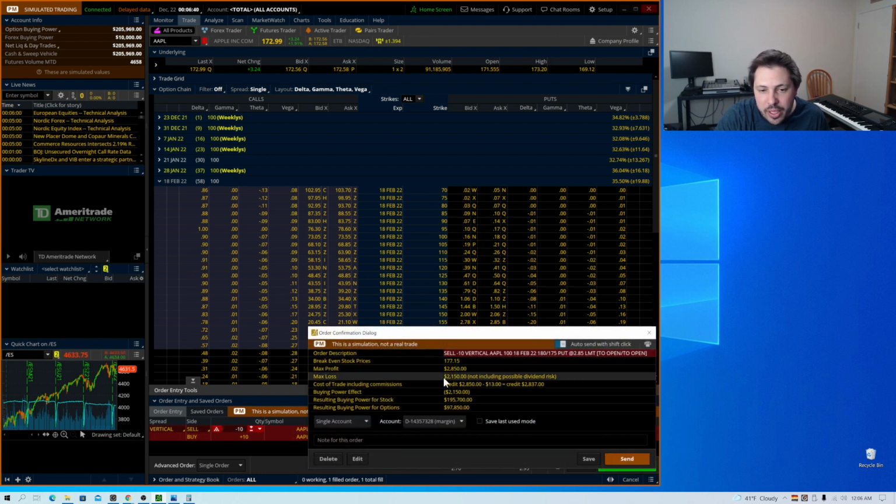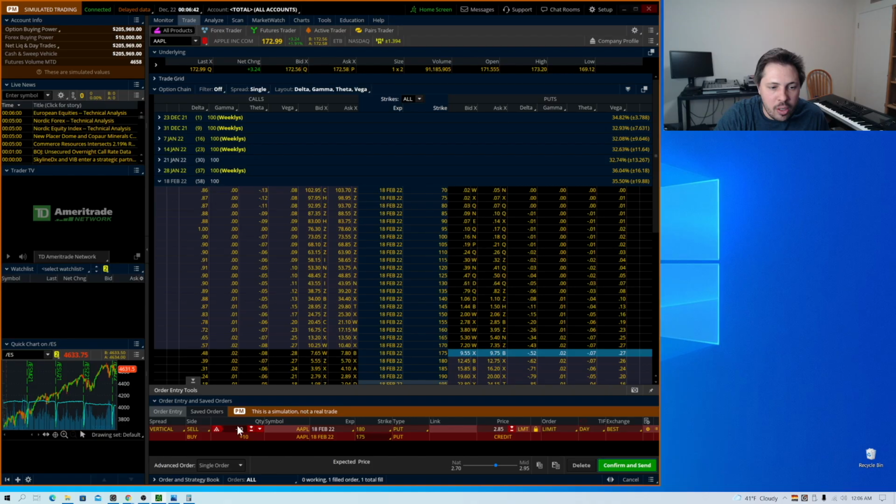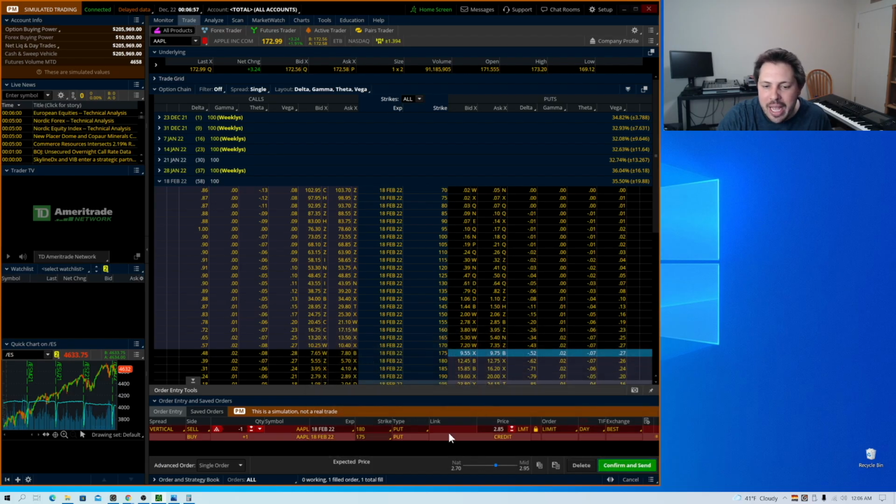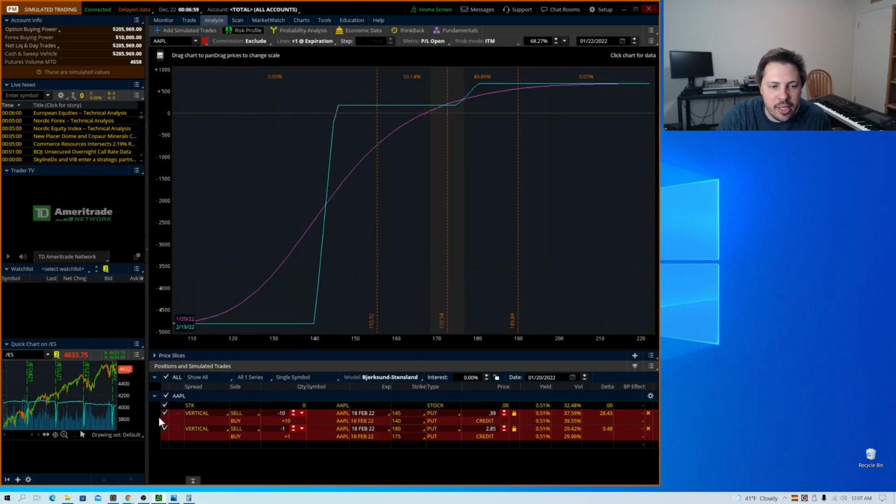Because now when we look at this risk to reward, we're actually getting a really good deal here, right? We're risking $215 to make $285, right? So when we actually analyze this trade, right?